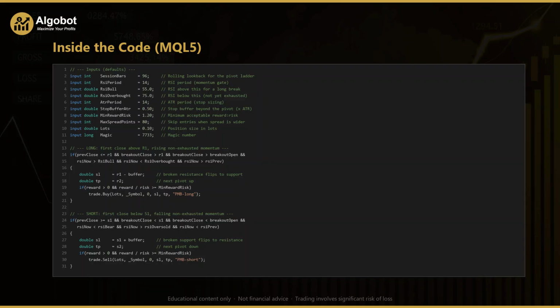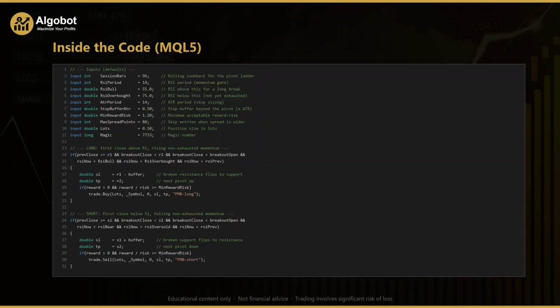96 bars, used to build the pivot ladder. RSI period sets the momentum gate, with RsiBull and RSI defining the band that momentum must sit inside. StopBufferAtr scales the stop using the average true range. MinRewardRisk sets the minimum reward to risk of 1.2, and max spread points blocks entries when the spread is too wide. Now look at the long block.